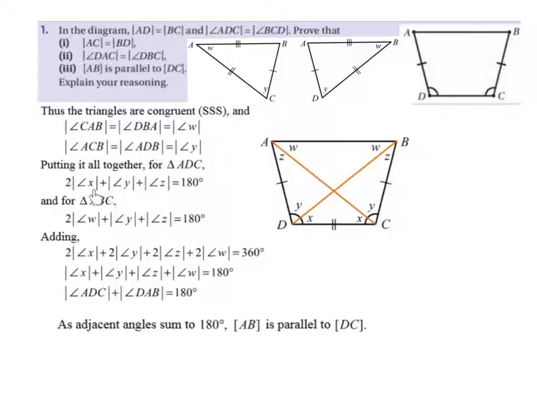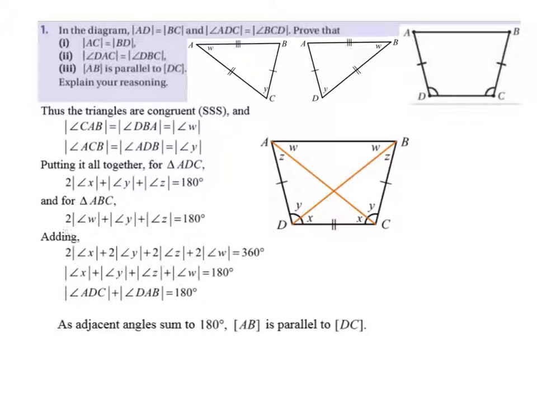And then for the triangle ABC, which we can have a look at here, ABC. So again, this is a triangle. So we have 2 of angle W plus angle Y plus angle Z is also equal to 180 degrees. So we've got angle W plus angle Y plus angle Z forms a triangle. So those angles added together should give us 180 degrees.